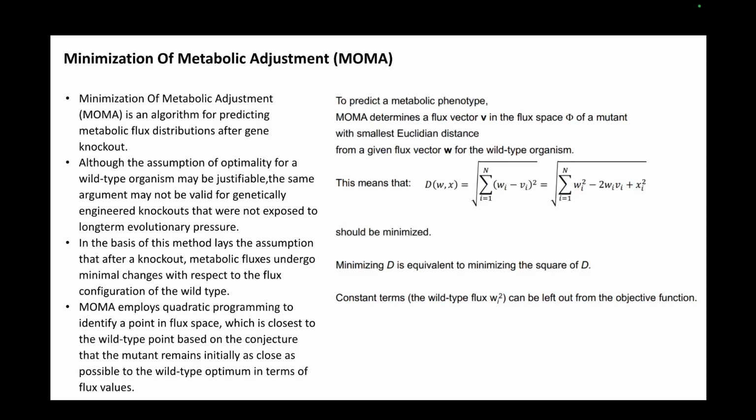So metabolic fluxes undergo minimal changes with respect to the flux configuration of the wild type, and MoMA employs quadratic programming to identify a point in flux space which is closest to the wild type point, based on the conjecture that the mutant remains initially as close as possible to the wild type optimum in terms of flux values. So it calculates basically the Euclidean distance between the flux vector v and a given vector w.